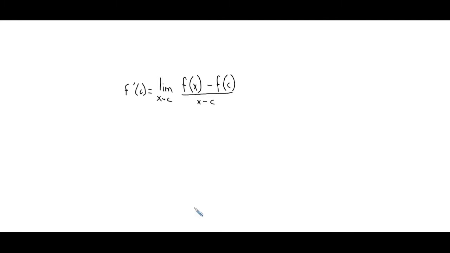Here's our formula. F prime of c equals the limit as x approaches c of f of x minus f of c, all divided by x minus c. Now something to note about this. C is a constant, so this only works when we're looking for the derivative at a specific point.